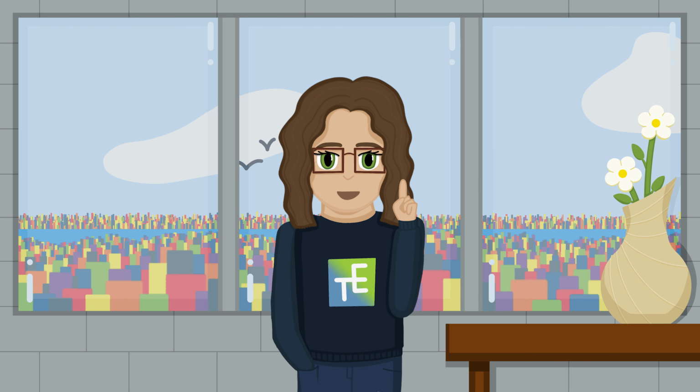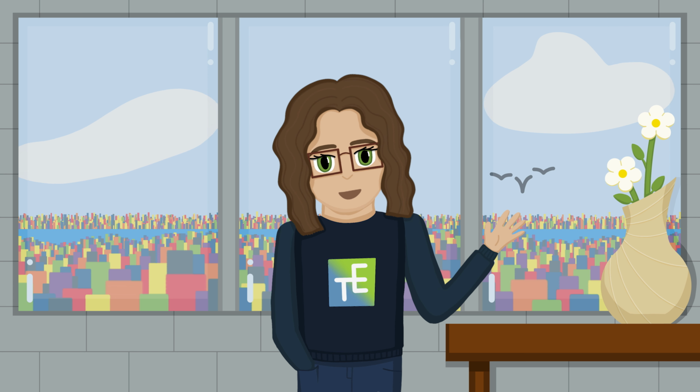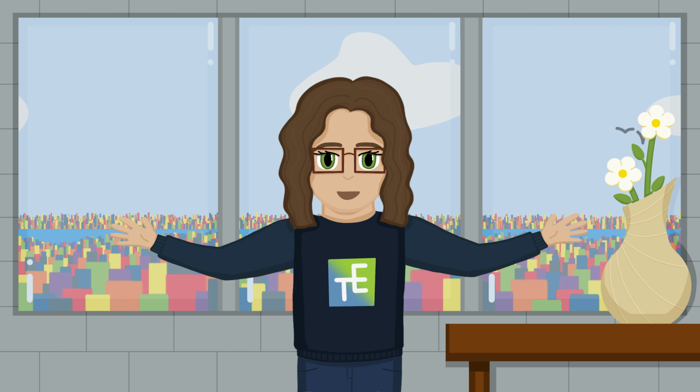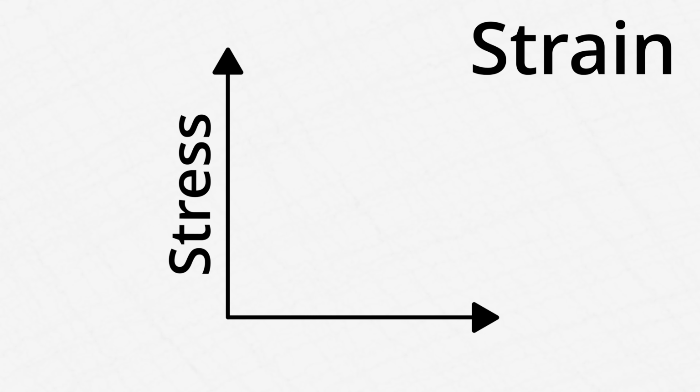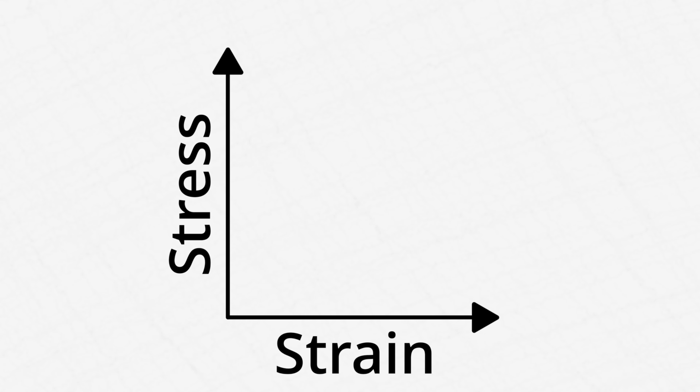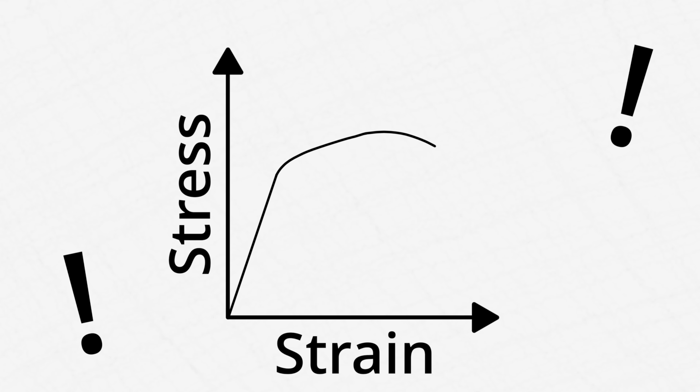Then, once we've performed the tests, engineers make something called a stress-strain diagram, which tells us a lot about a material. To make a stress-strain diagram, we first have to map stress on the y-axis and strain on the x-axis. Then, for whatever material we've tested, we draw the data we collected from testing the material on the diagram. What stress corresponds to what strain. And voila, we've got a stress-strain diagram.